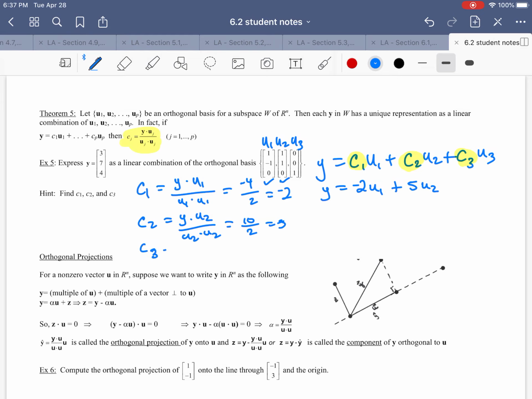All right, and the last one, C3. So y dot u3 over u3 dot u3. And y dot u3, so that's with this guy right here, so it's just going to be 4. So I got 4 over u3 dot u3, that turns into 1, so that's 4. So plus 4 u3. So if you were to do negative 2 times this vector plus 5 times this vector plus 4 times this vector, you would get y. That's all that's saying right here. So this right here is the answer that you're interested in for that question.